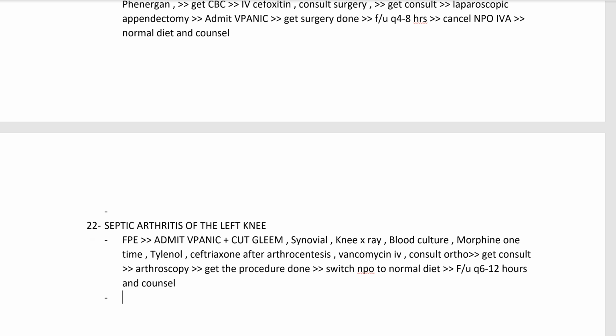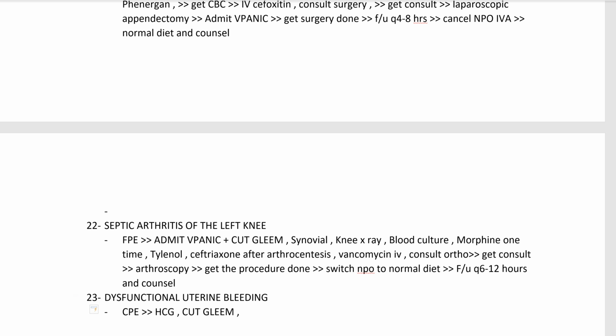Okay, now let's go to the next case, which we call dysfunctional uterine bleeding. This one you want to do a complete physical exam, and then you want to order HCG plus the CUT-gleam.